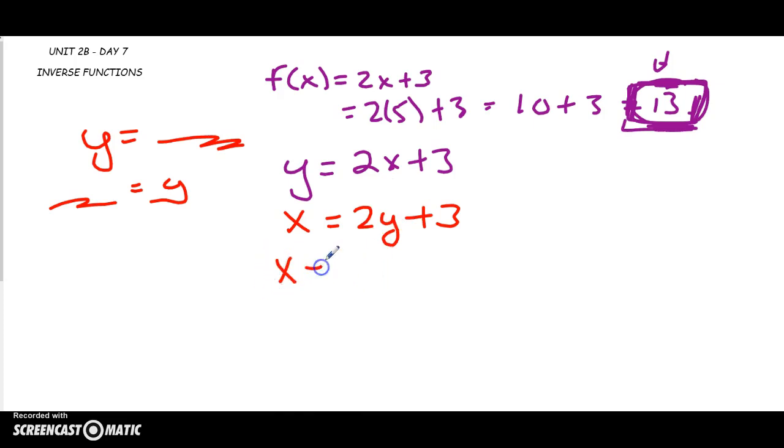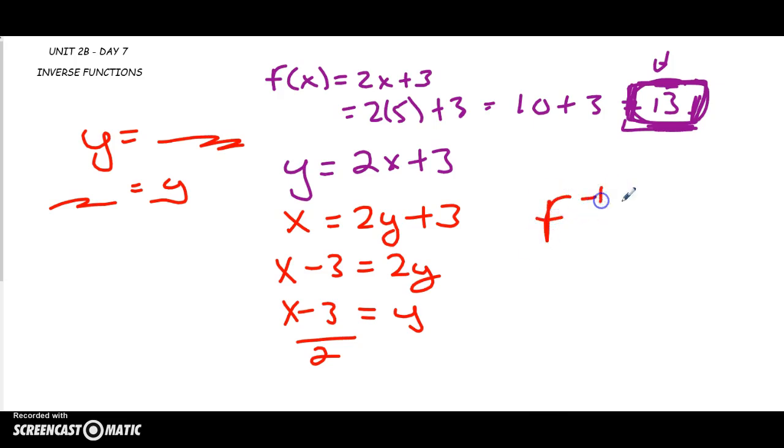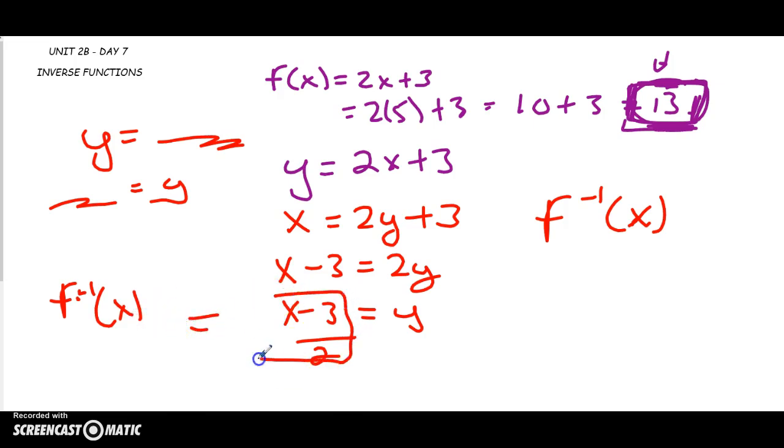So the first thing I'll do is move that 3 over, and I end up with this. Then I have 2y, and I need to divide, so I end up with this. Okay, and that is my new function. So that's my inverse function. And to denote the inverse function, we do this. This is f to the negative 1 of x, which means the inverse function. So the inverse function of my original function is equal to this right here.